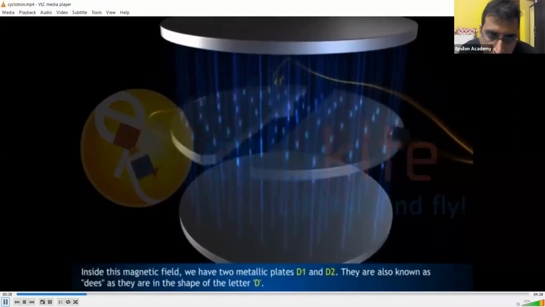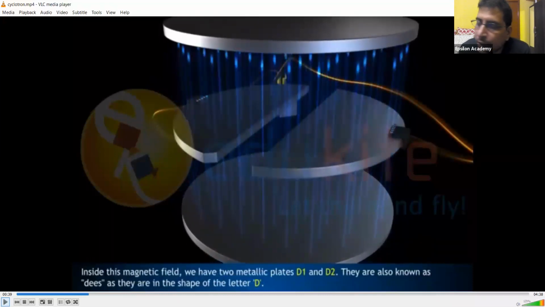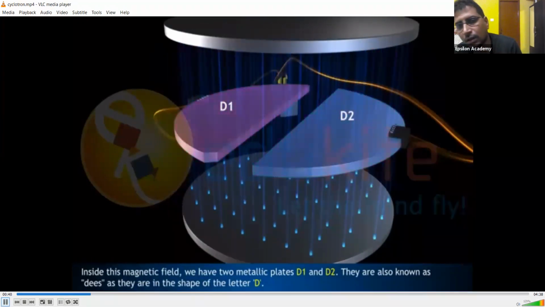Inside this magnetic field, what they do is they keep two metallic plates which are in the shape of D. These are also called Ds, D-E-E-S, because they are in the shape of the letter D. Have this in your mind. Metallic plates D1 and D2.